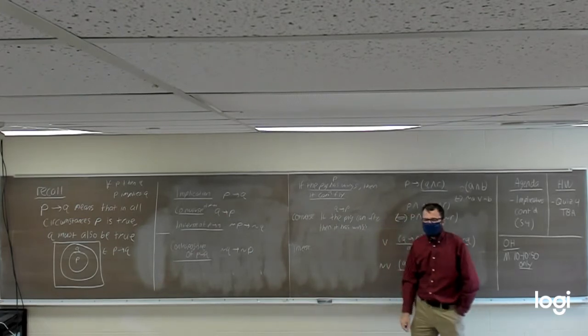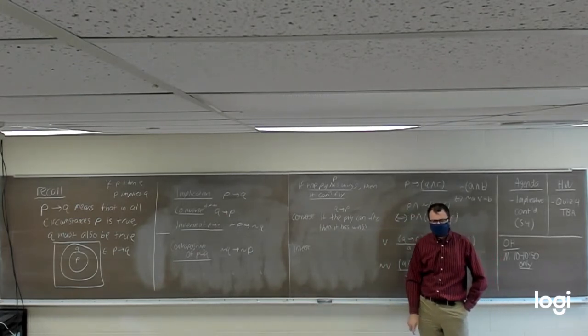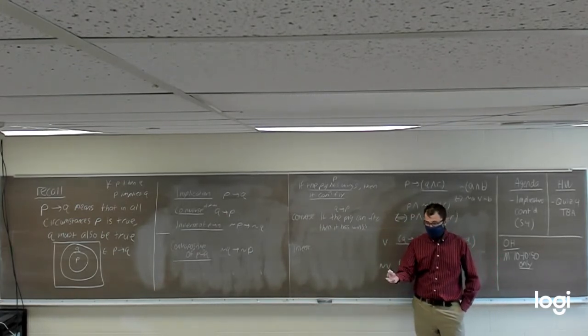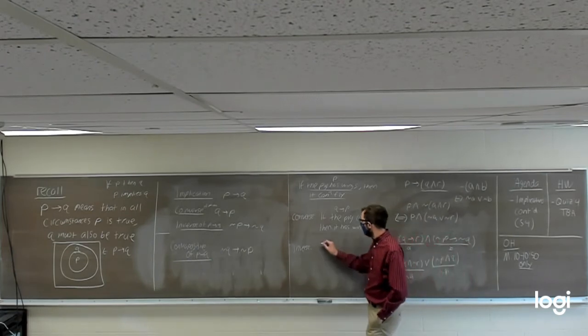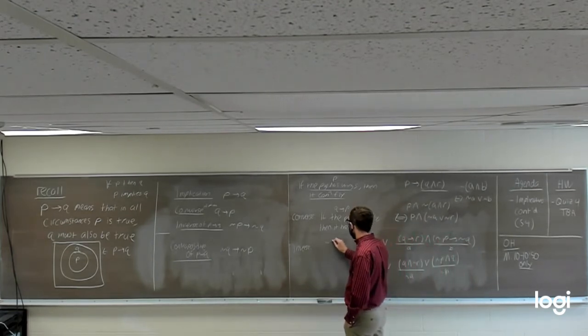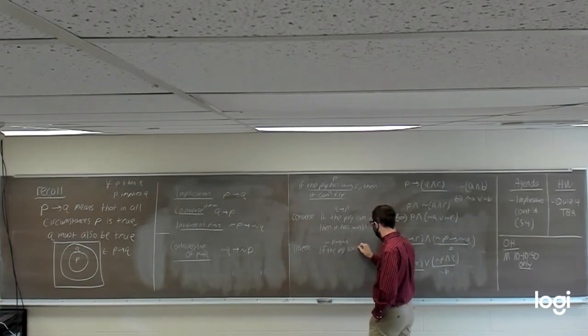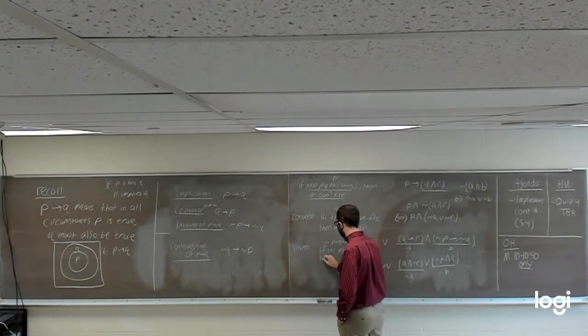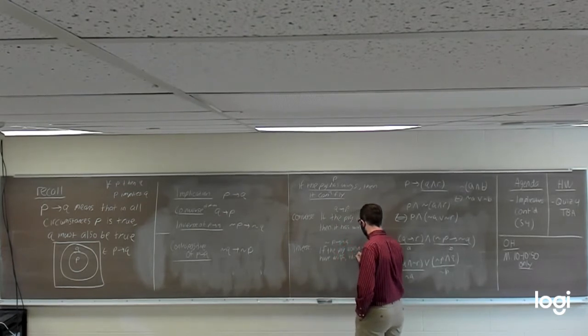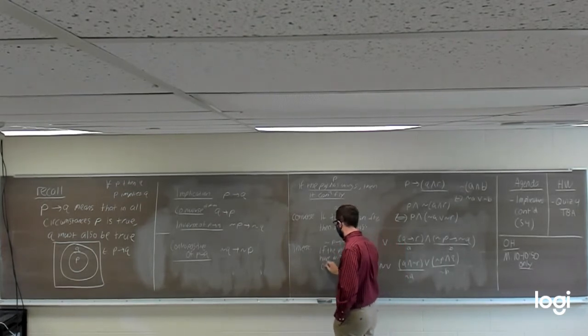How about the inverse? If the pig does not have wings, then it cannot fly. Not P implies not Q. If the pig doesn't have wings, then it can't fly.